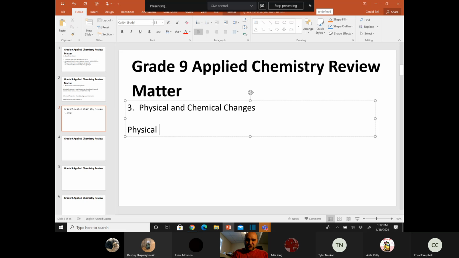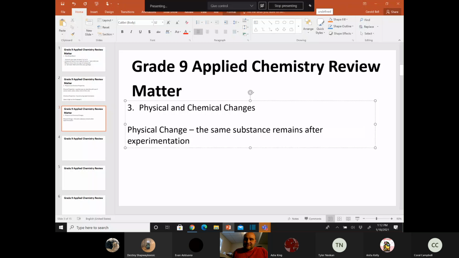A physical change. This was kind of a boring one, if you will. It's like you do something, but you still have the same substance. So let's put the same substance remains after, I hate to call it an experiment, but we'll call it that. For instance, you take a piece of paper, you rip it in half. That's your experiment. You still got paper, but now you just got 2 pieces of paper. So that would be a physical change. You start with paper, you end it with paper. Or a carrot. You snap it in half, you got 2 carrots.